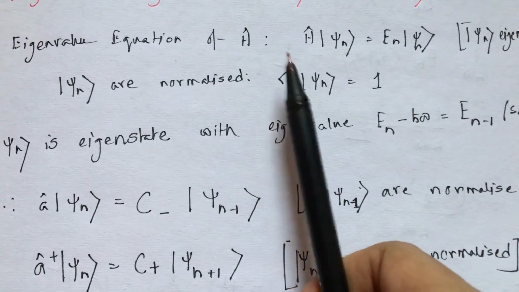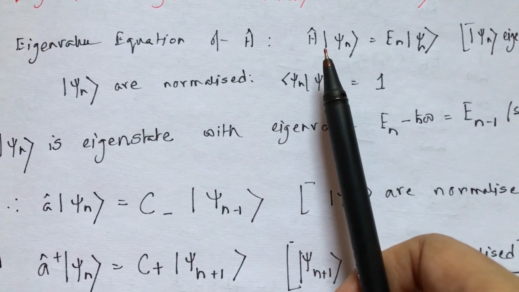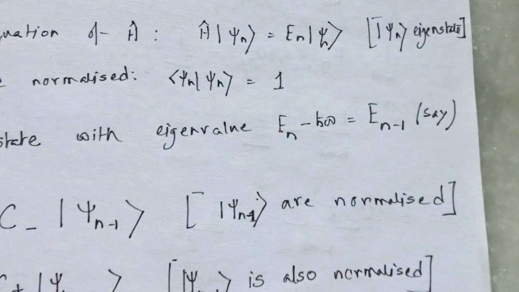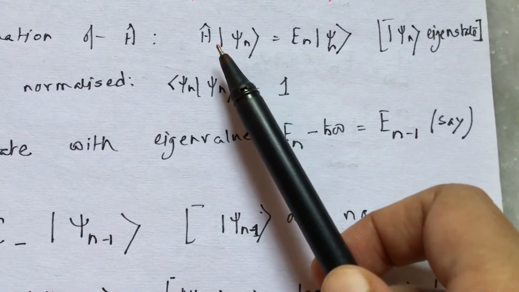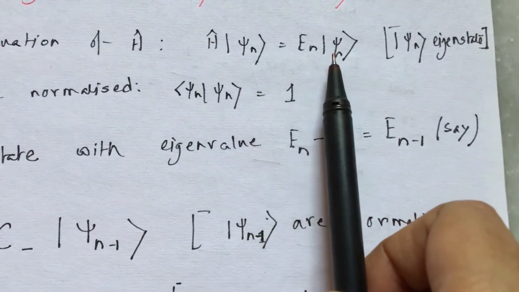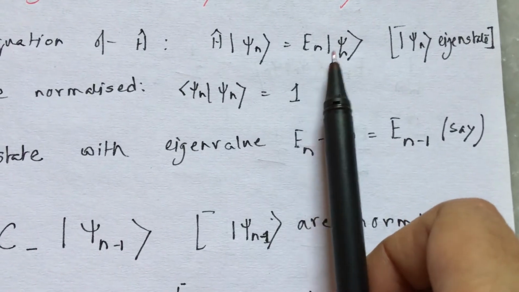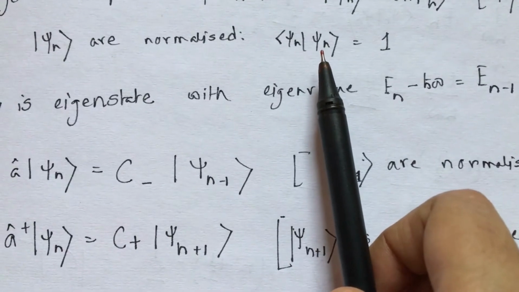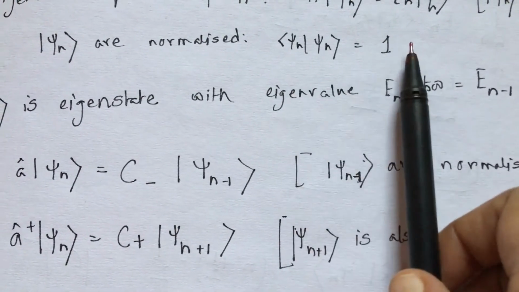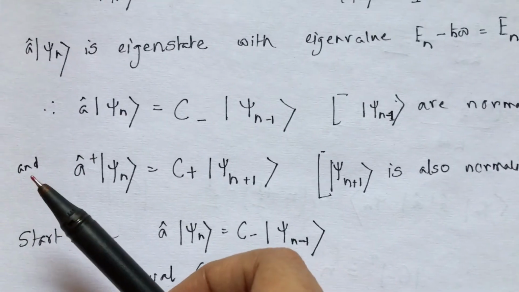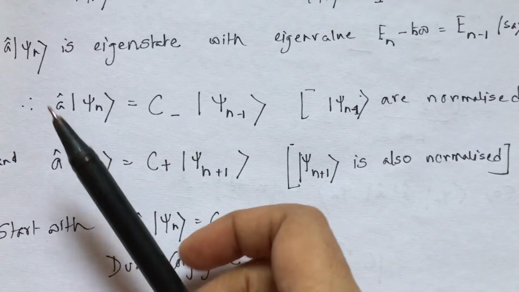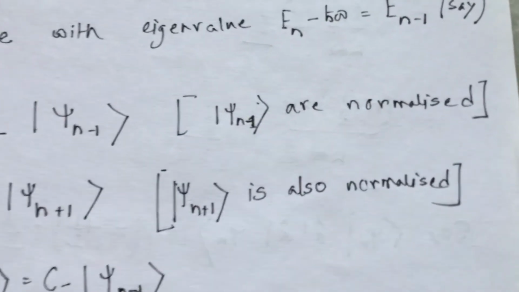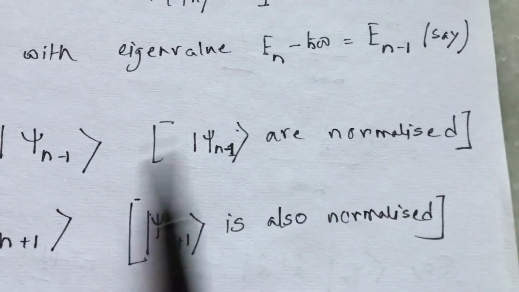Let's see the time independent Schrodinger equation, or the energy eigenvalue equation of the Hamiltonian H. If psi n is an eigenstate of H, then it will give me energy eigenvalue En corresponding to the psi n eigenstate. And as psi n's are normalized, so the norm of psi n is equal to 1. We know that A psi n is an eigenstate with the eigenvalue En minus ħω, because that is the action of the A operator.